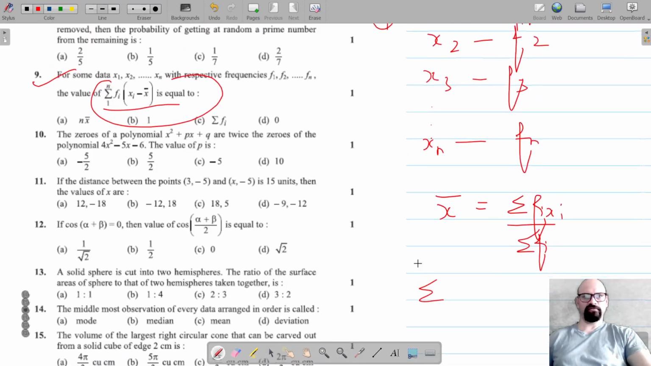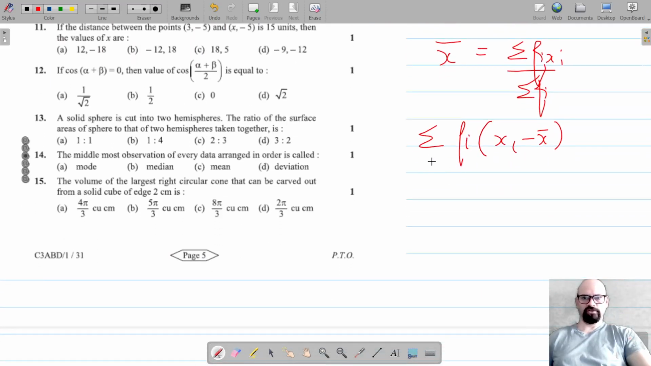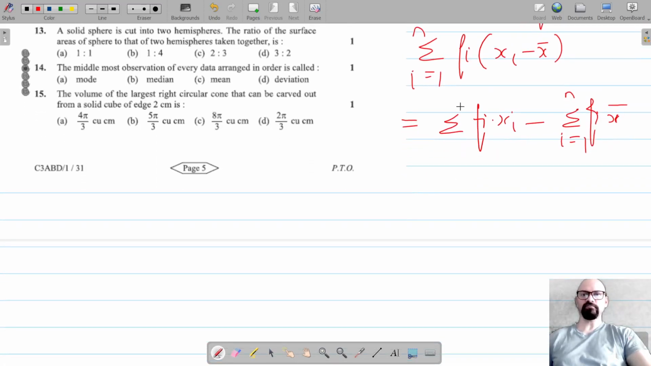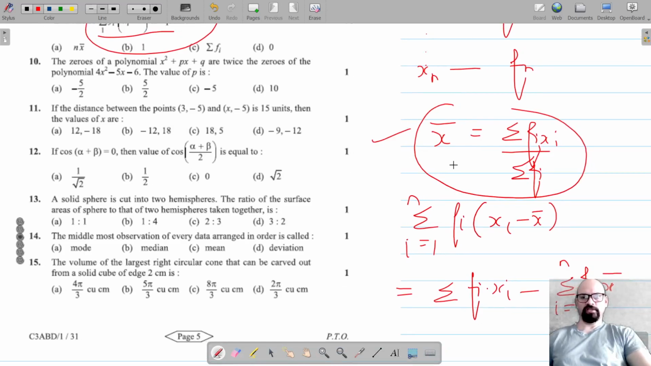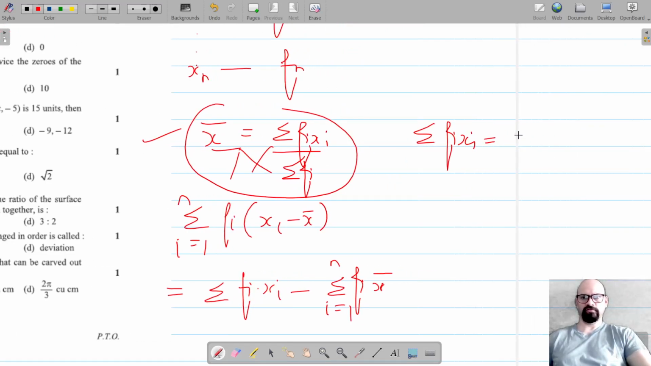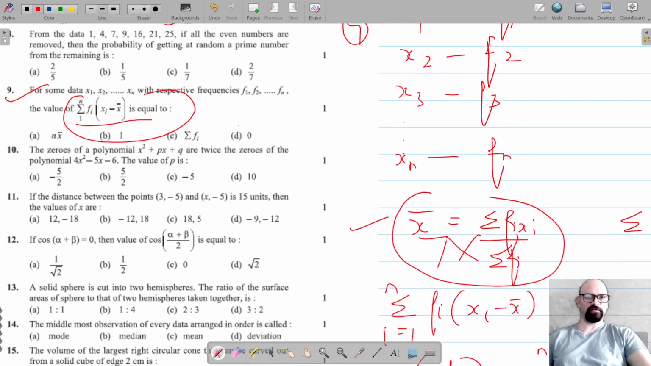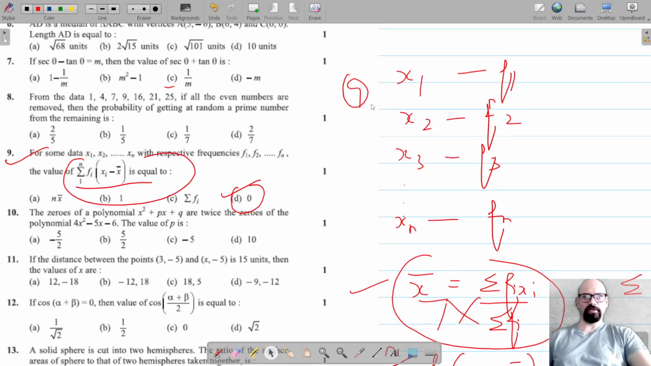We have to find the value of sigma fi into xi minus x bar, and this summation goes from i is equal to 1 to n. So I can write it as summation fi into xi minus summation i is equal to 1 to n fi into x bar. Now, we know that this is the formula for the mean, and if I cross multiply this, this gives me sigma fi into xi equal to sigma fi into x bar. So instead of this, I can write sigma fi into x bar minus sigma fi into x bar. So this gets cancelled and the value is 0. So our answer for this one is 0.